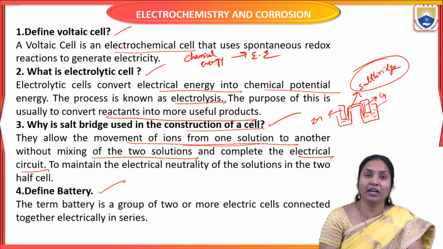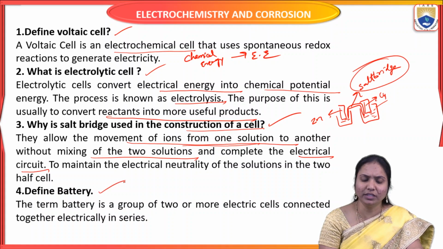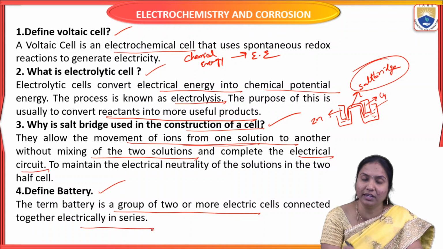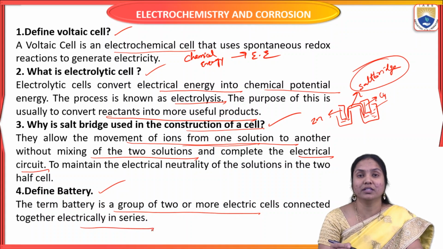Next one is, define battery. The term battery means a group of two or more electrochemical cells connected together electrically in a series. A cell consists of one anode and one cathode. The number of cells connected in a series, that means the number of anodes and cathodes present, is called a battery.